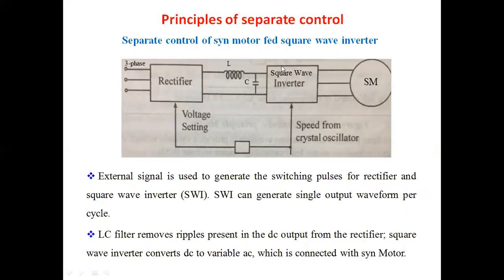The difference here is that the square wave inverter can generate only a single output waveform per half cycle. If it is a PWM inverter, it can generate multiple output waveforms even in a single half cycle. It's the basic difference between square wave inverter and PWM inverter. We already know it's a separate control mode, so we have to use a separate, external frequency signal to generate the firing pulses for the inverter and rectifier. With the help of a separate external frequency signal, we generate the firing pulses for the rectifier and inverter. So it's called separate control mode of synchronous motor drive using a square wave inverter.